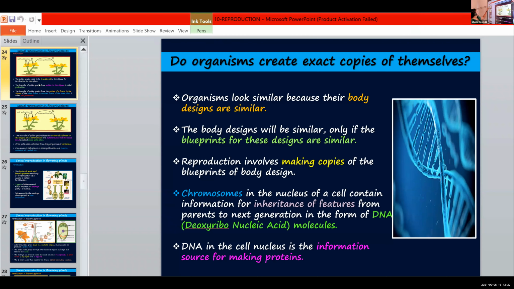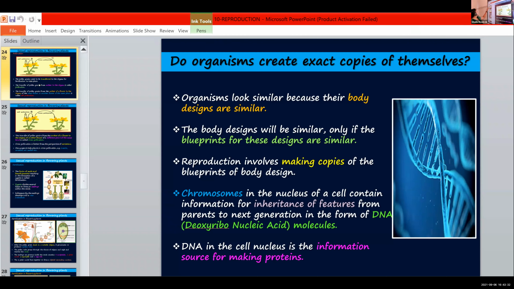Cross-pollination is better from the perspective of variations. Why? Because in self-pollination, the chances of variations are less because same plant is involved. But just like in sexual reproduction, two parents are involved. Both cases, whether it is self and cross-pollination, both are examples for sexual reproduction.